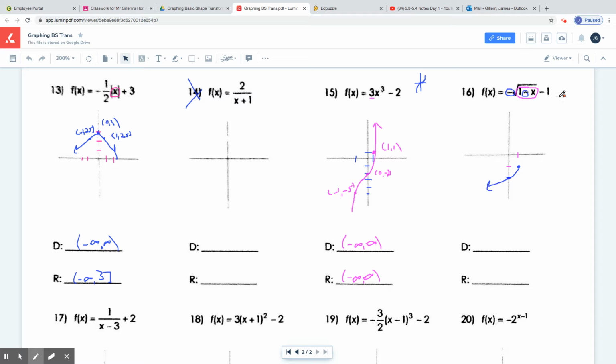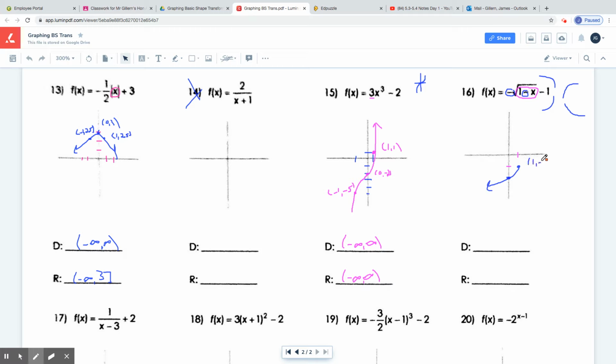So if there are no negatives at all, it goes up to the right. If there's just a negative up front and a positive x, it goes down and to the right. If it's no negative out front, just a negative here in front of the x, it goes like this. And if there are 2 negatives like that, it goes like that. Those are the 4 possibilities that you can have for a radical graph for the basic shape.